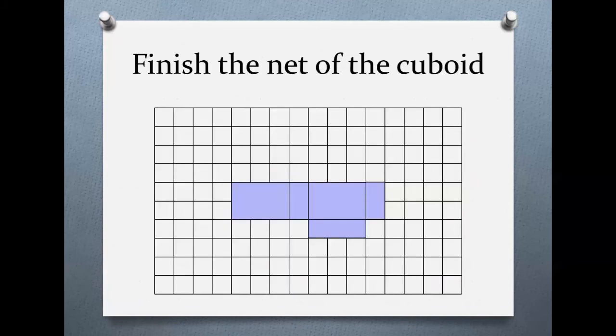So let's take a look at this cuboid net. It is missing a face. Can you help fill in the face to complete the net of the cuboid? Let's take a look at the few answers possible. You can form a net of a cuboid if you drew the missing face like this, or like this, or like this, or even like this.